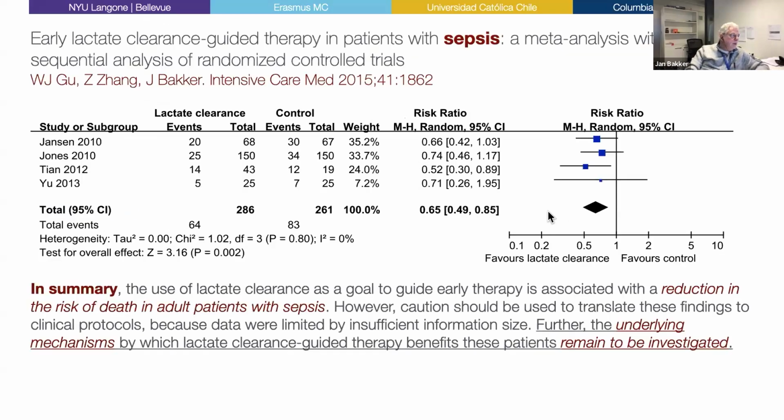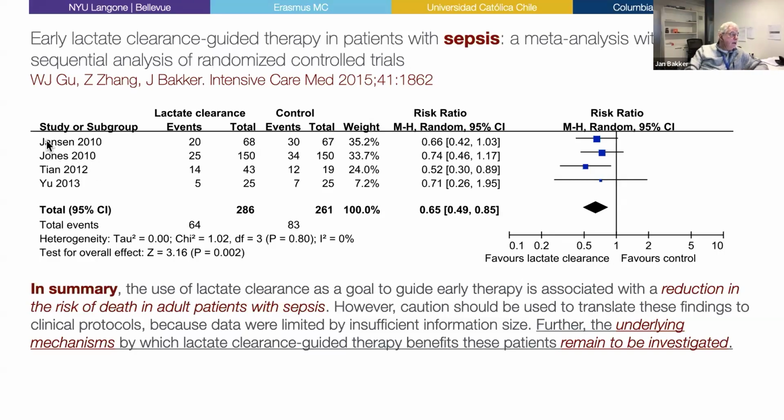And together with my friend Wang Yi in China, we did a meta-analysis of all the studies at that time available using lactate as an endpoint of resuscitation in sepsis. And this is the Jones study. Our study included every patient, but we did a subgroup analysis of the lactate study only using the sepsis patients.